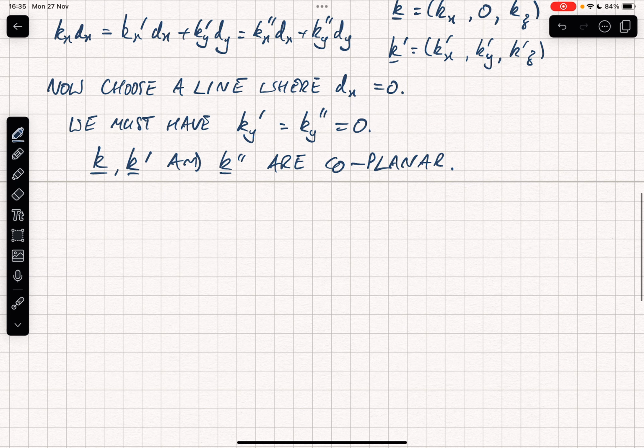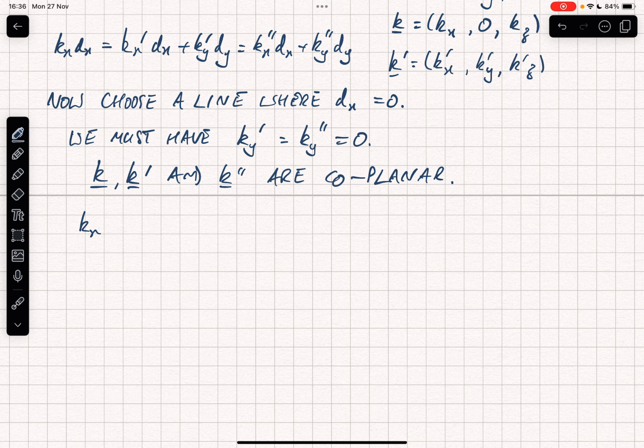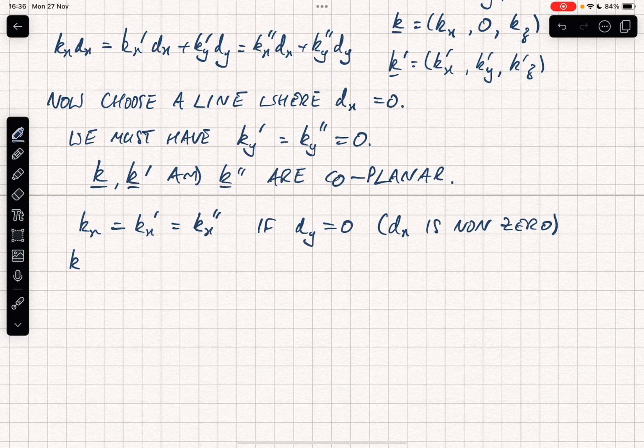We can go a little bit further. We can see, actually, just by looking at this, that kx must equal kx prime must equal kx double prime. Otherwise, again, if the phases don't match, we can deduce that by setting dy equal to 0, but notice that dx is non-zero. And another way, of course, of writing that is as follows, is saying it must be k sine alpha is equal to k prime sine alpha prime is equal to k double prime sine alpha double prime.